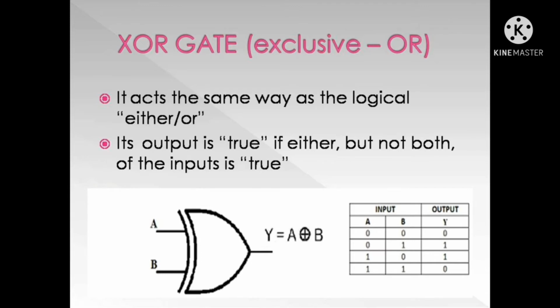Next is exclusive OR gate or XOR gate. It acts the same way as the logical either-or. The output is true if either but not both of the inputs is true. The output is false if both the inputs are false or if both the inputs are true. Another way of looking at the circuit is to observe that the output is 1 if the inputs are different, but 0 if the inputs are the same.